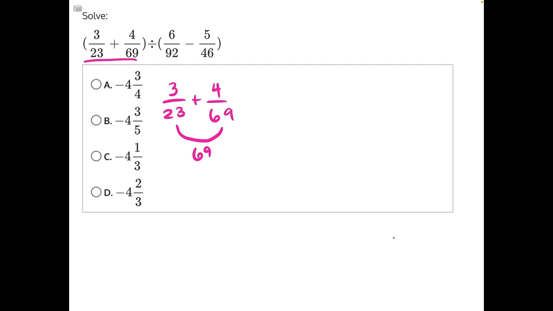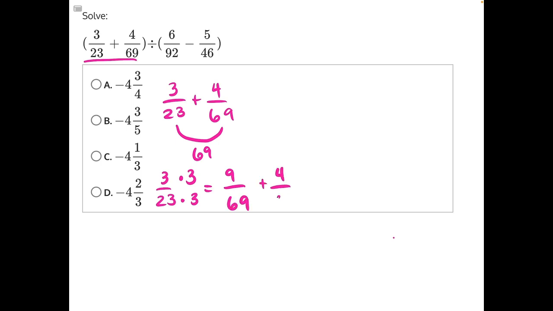going to be 69. So we need to take 3 over 23 and multiply the denominator by something that'll give us 69. That would be 3. 3 times 3 is 9, and 3 times 2 is 6. So whatever we do to our denominator, we have to do to our numerator to keep it equivalent. So 3 times 3 will give us 9 over 23 times 3 will give us 69.